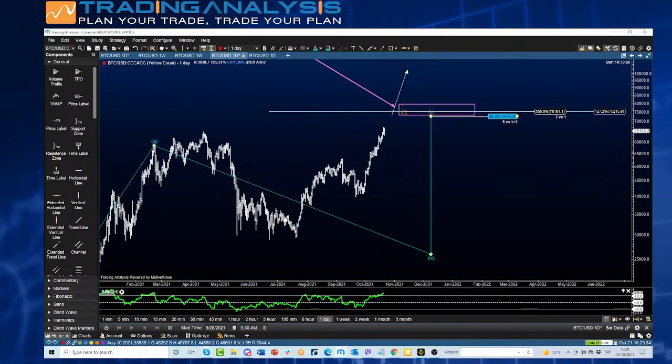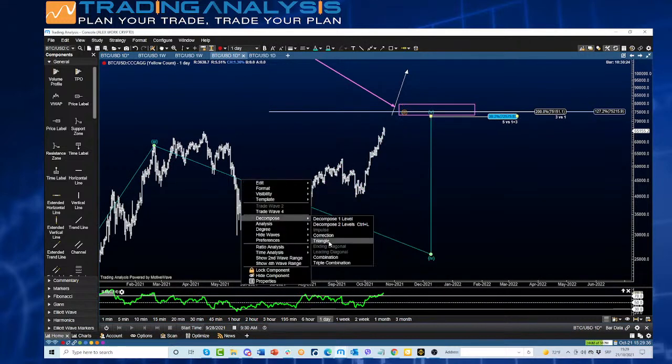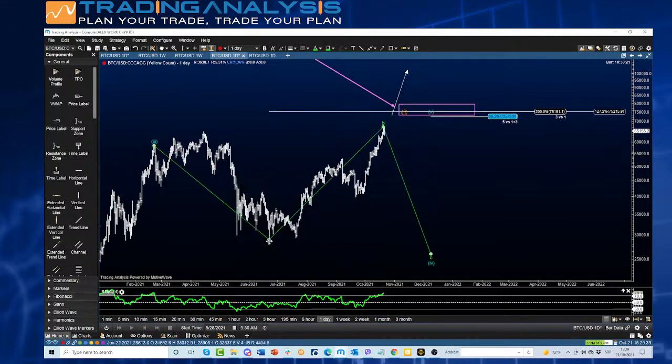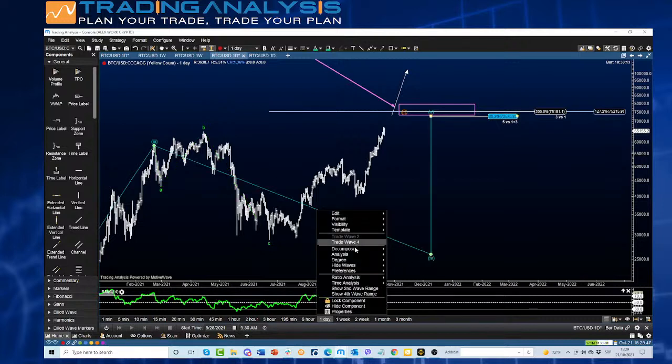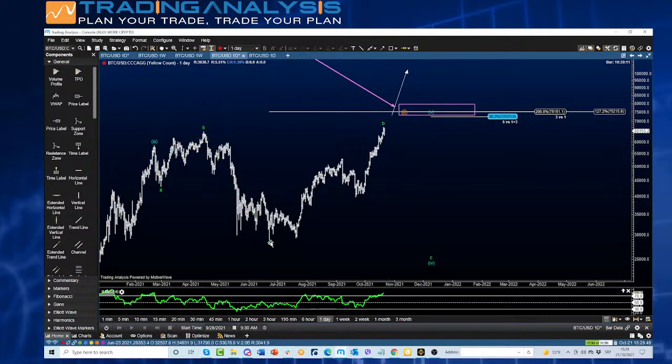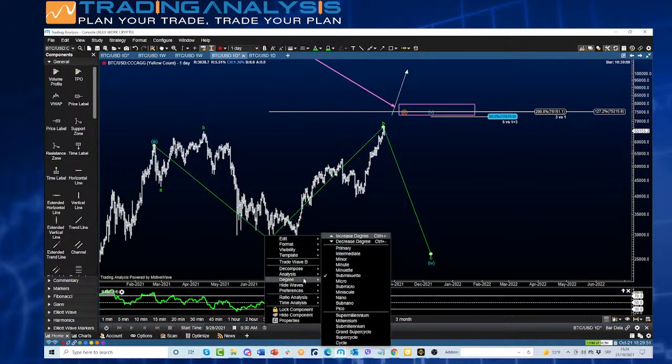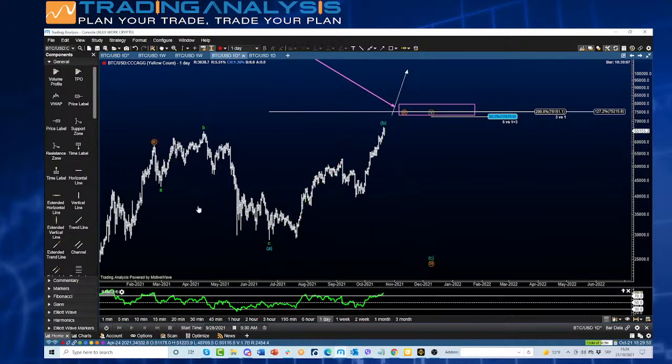So this will be something like this. You will have some type of a flat here, which will be a three-wave move in the wave A, because flats are 3-3-5. So you will basically have the wave A here. I will just raise a degree so you can see it.